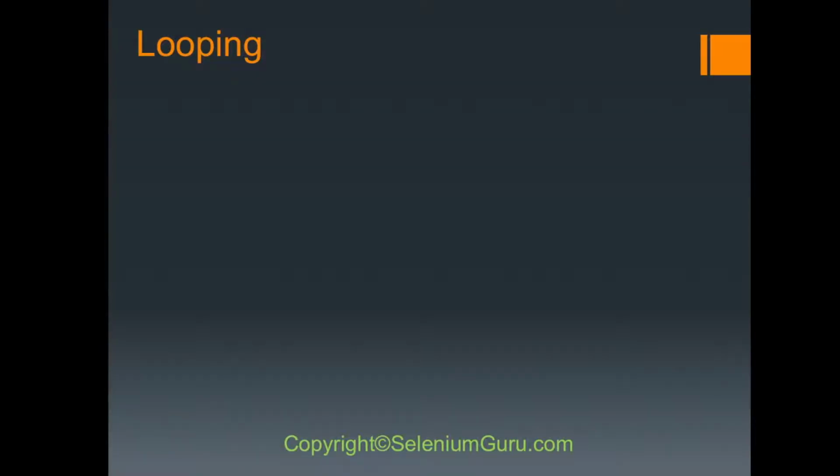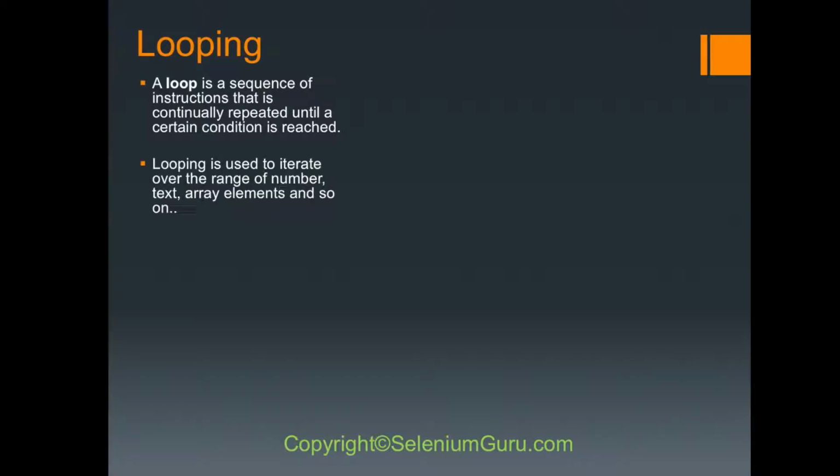In this lecture, we're going to learn about looping in Java. So we need to understand what a loop and looping is first. So what is a loop then? A loop is a sequence of instructions that is continually repeated until a certain condition is reached. So basically what that means is you want to run a code, right? Run your same set of code until you reach a certain condition. That's called looping. Okay, so looping is used to iterate over a range of numbers, text, array elements, and so on.